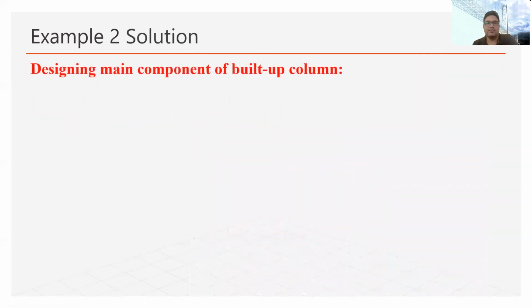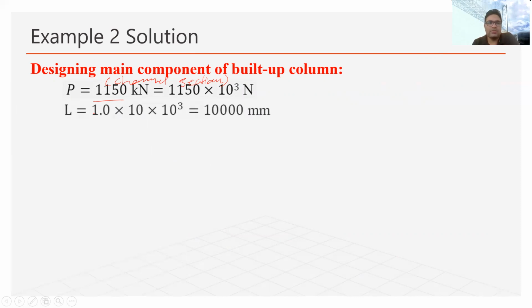First we will design the main component. The main components are actually the channel sections, so we are calling them main components. To design the main component, I solved a similar problem in the previous lecture, so this time I will go through a little faster so that we can cover it within the time. The data given in the question is the P value, which is the load on the column, and L is 10 meters, which is 10,000 mm.